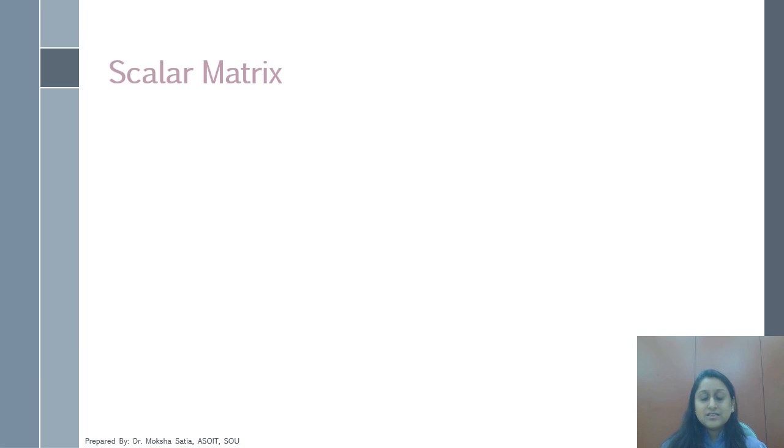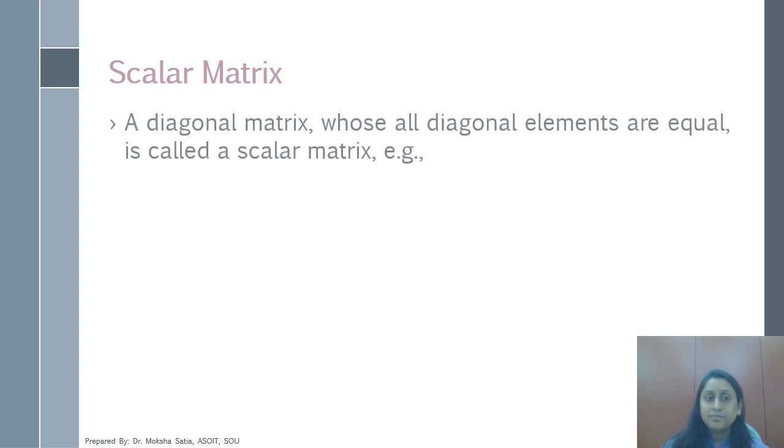The next one is a scalar matrix. Scalar one is a kind of a unit matrix, but there is a slight difference between both matrices. That is, in a unit matrix we have diagonal entries as 1, but in a scalar matrix we can have any value, but all of them should be the same.